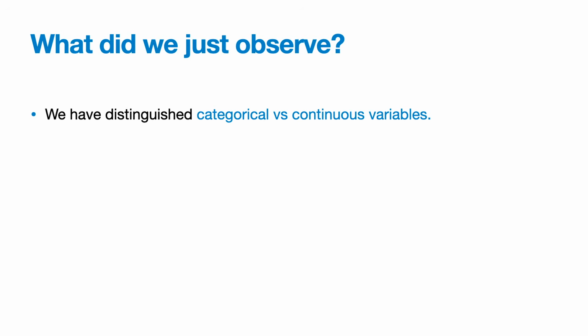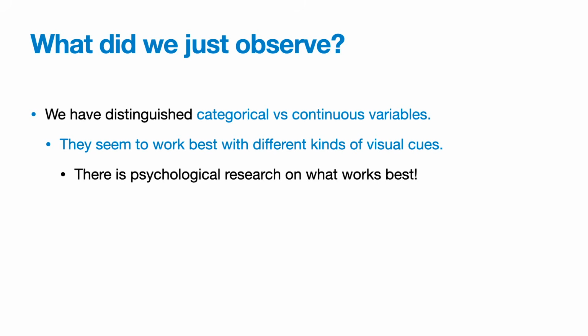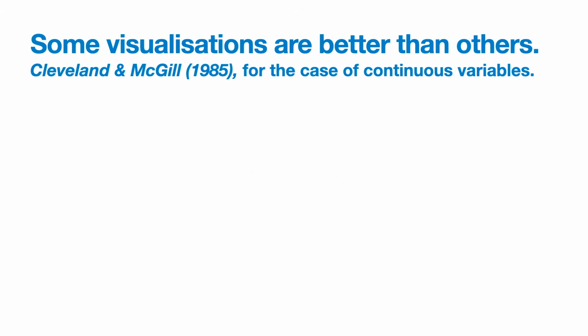Some things we have just observed: we have made this distinction between categorical and continuous variables, species being the categorical one, and they seem to work best with different kinds of visual cues. As I've said, when we took the size, this always biased my brain into thinking, hey, there's some order, some continuous trait. And actually there's psychological research on which choices are the best for the human brain to grasp. We'll take a look at it in a second. And the second thing I've just said, the more variables you have, the more tedious it becomes to inspect everything. But there are also ways around it. So first, let's look at psychology.